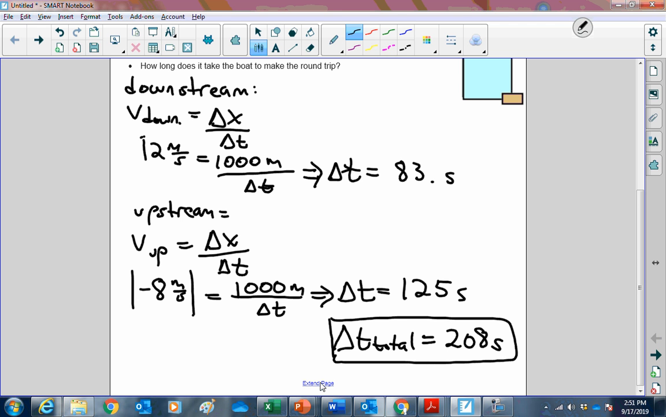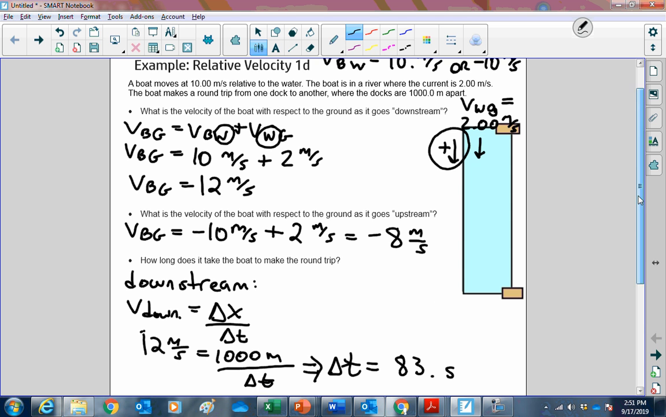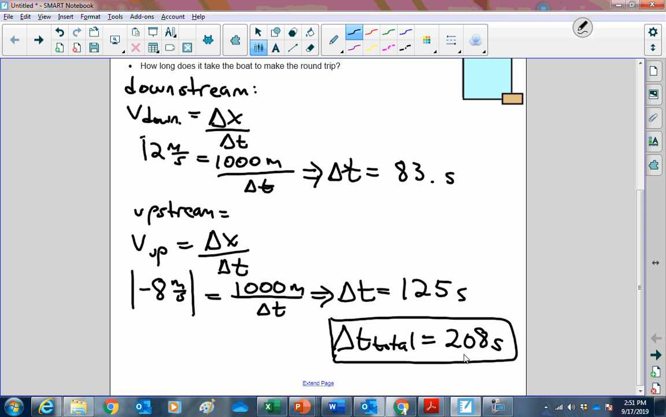Okay. Notice if it was just calm water, it would take 10 meters per second each direction without any current at all. This would be a 2,000 meter trip total, and this would be a 200-second journey.